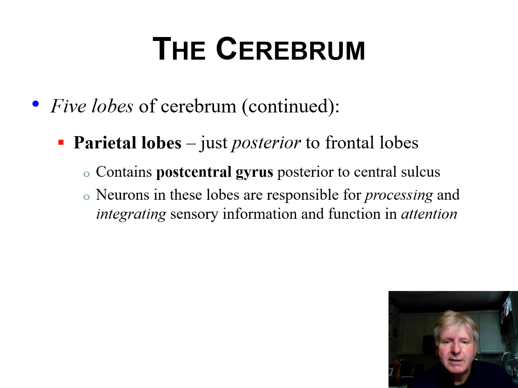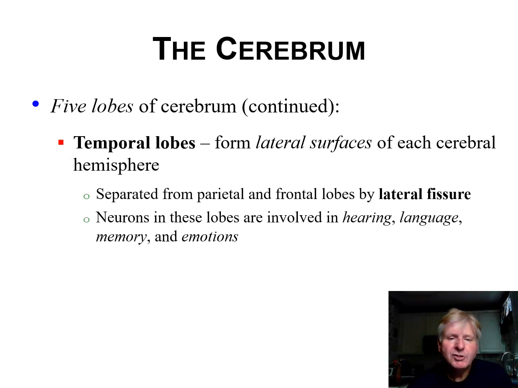Another lobe in the cerebrum is the parietal lobe. It contains the postcentral gyrus, just posterior to the central sulcus. These neurons in the parietal lobes are responsible for processing and integrating sensory information. And also they function in attention. And then the temporal lobes, these form the lateral surfaces of each cerebral hemisphere, and they're separated from the parietal and frontal lobes by the lateral fissure. And these neurons in the temporal lobes are involved in hearing, language, memory, and emotion.